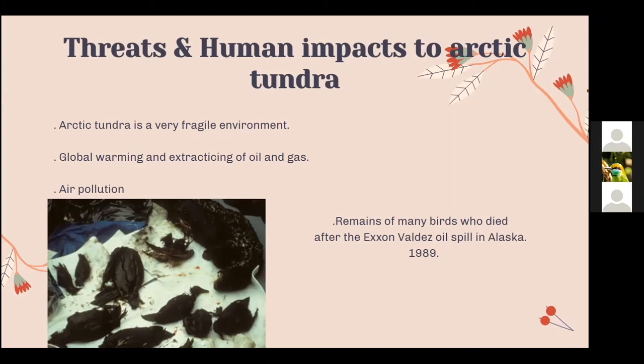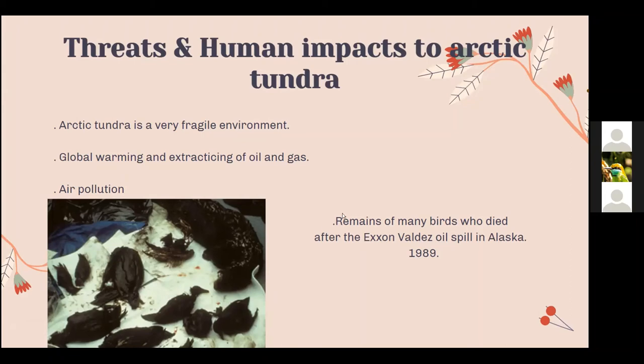And also air pollution. Air pollution is also there because of the factories' gases and car gases. That's mainly why this Arctic tundra is being destroyed day by day. And you can see here the remains of birds who died after the Exxon Valdez oil spill in Alaska in 1989. Now see all the birds covered in oil. Now see, we are destroying the environment.